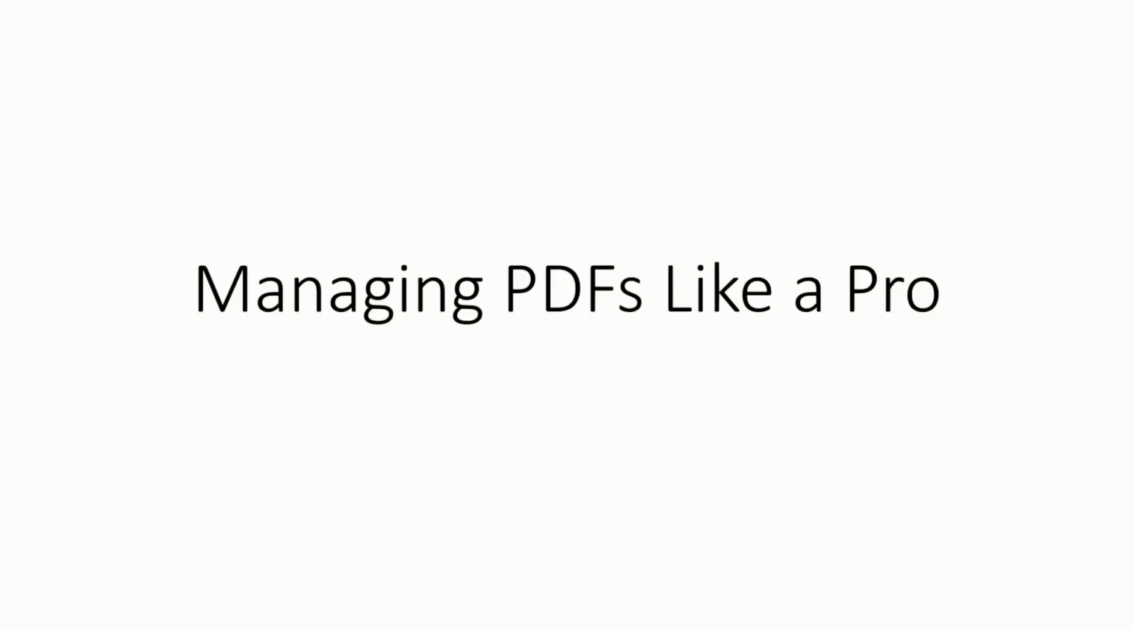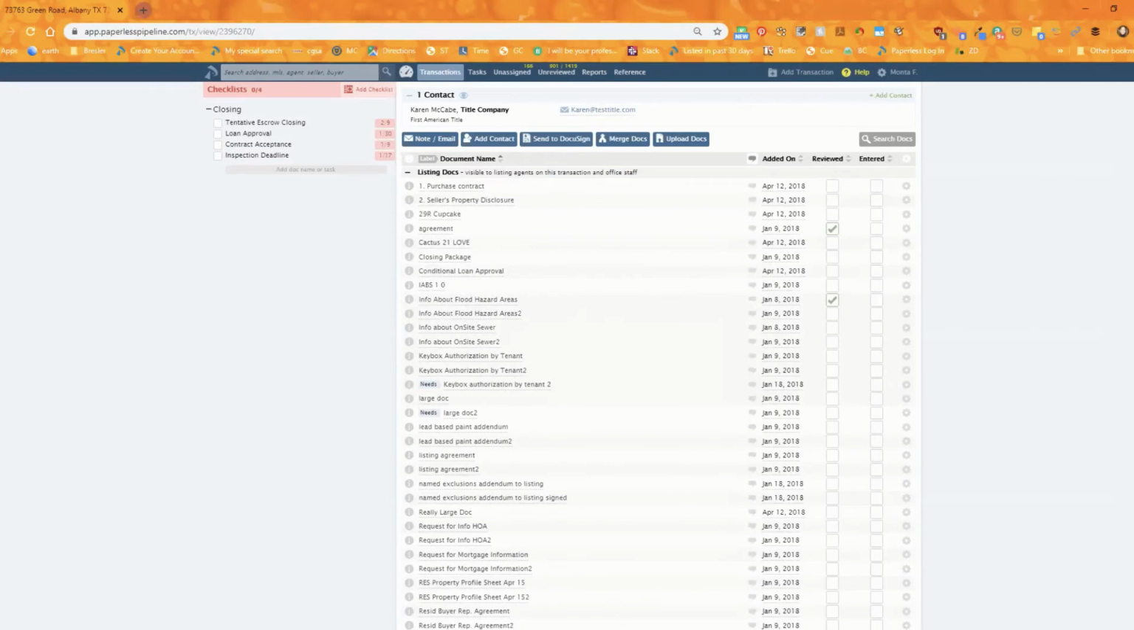Some offices will allow other types of docs, but again, most of the offices will primarily be dealing with PDFs. So we're going to dive deeply into the different things that you can do, both in Pipeline and outside of Pipeline. So let me hop over to Pipeline. And like I said, we're going to talk about managing PDFs both inside of Pipeline and outside of Pipeline.